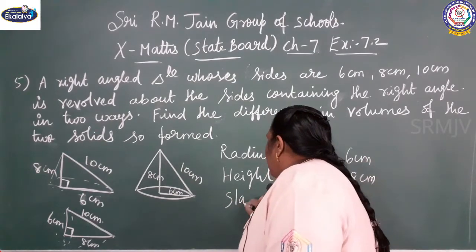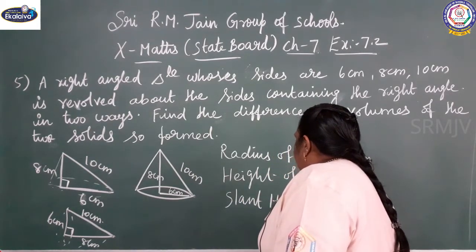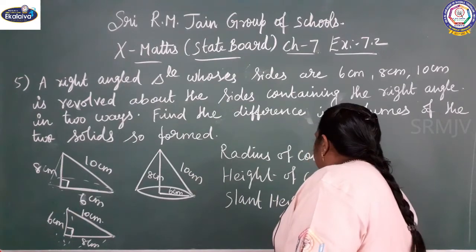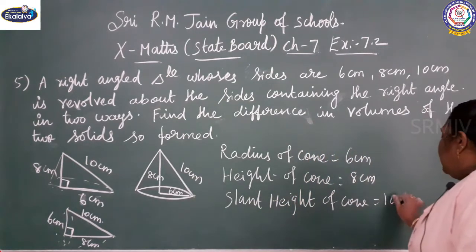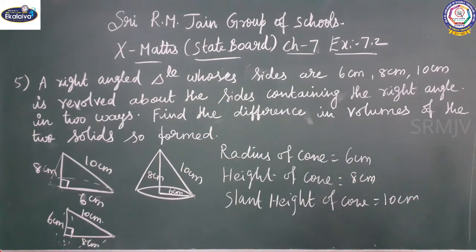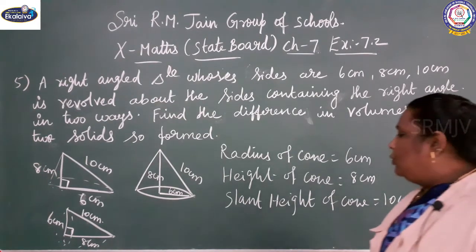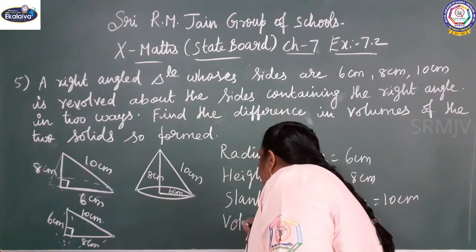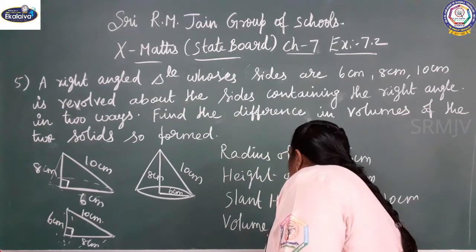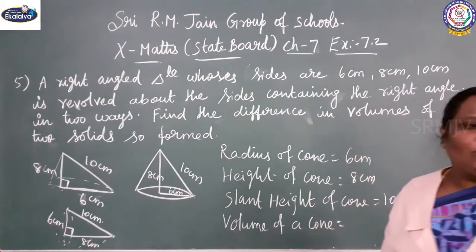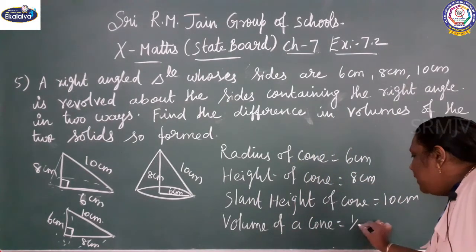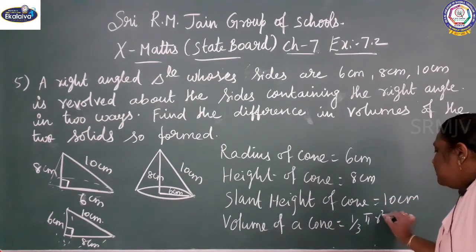Slant height, it's nothing but the hypotenuse. Slant height of cone equal to 10 cm. We should find out the volume of the cone. Volume of the cone equal to 1 by 3 pi r square h.